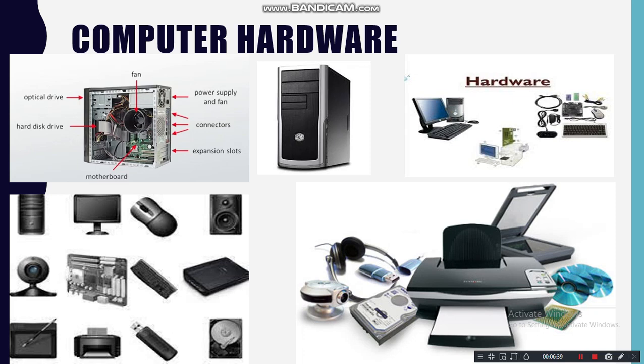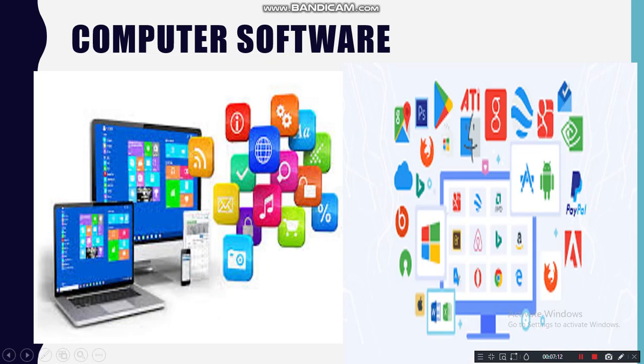We have peripherals like input devices. We have peripherals like output devices. Examples of input devices are mouse, keyboard, scanner, webcam, and what have you. While examples of output devices are printers, plotters, speakers, and what have you. We also have another type of computer peripherals known as storage devices. These are hard disk, hard drive, thumb drive, flash drive, CD-ROM, and what have you.